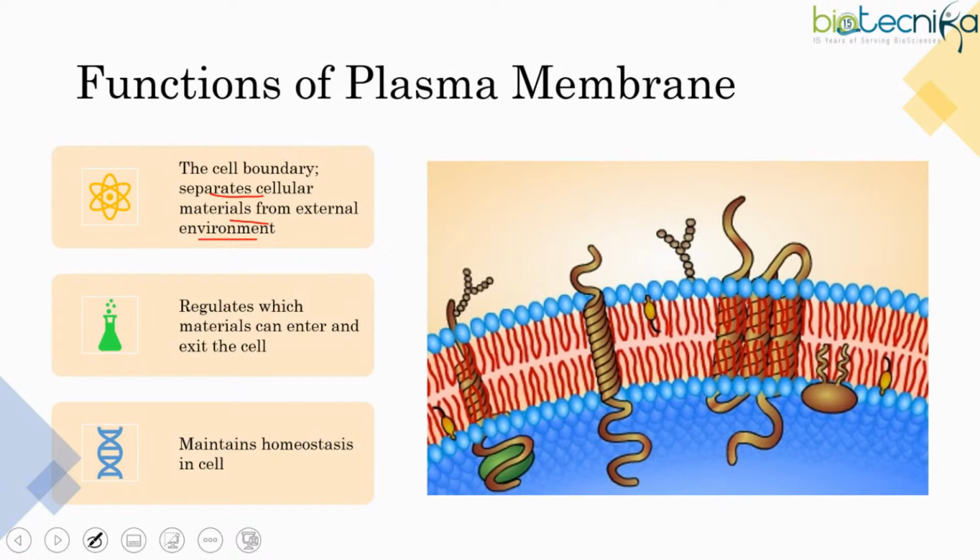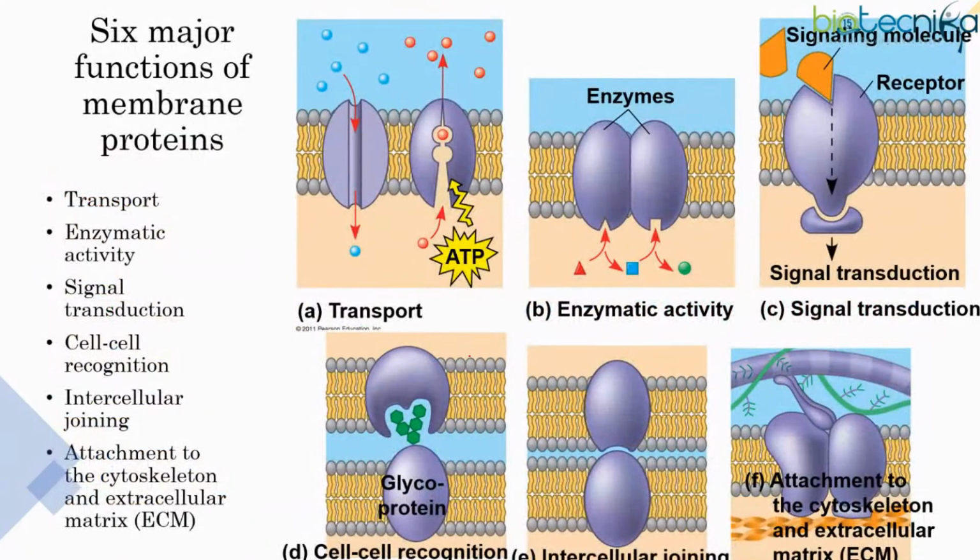So it doesn't allow everything to come through. It will regulate the materials which can enter and exit the cell. And most importantly, it maintains a homeostasis in the cell. Homeostasis means constant environment. It doesn't let the environment change constantly. Okay. So six major functions of membrane protein will be there.